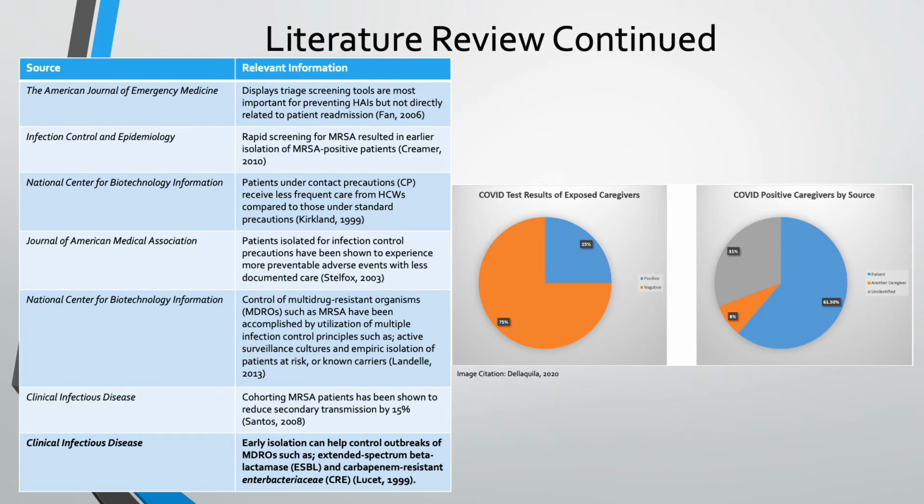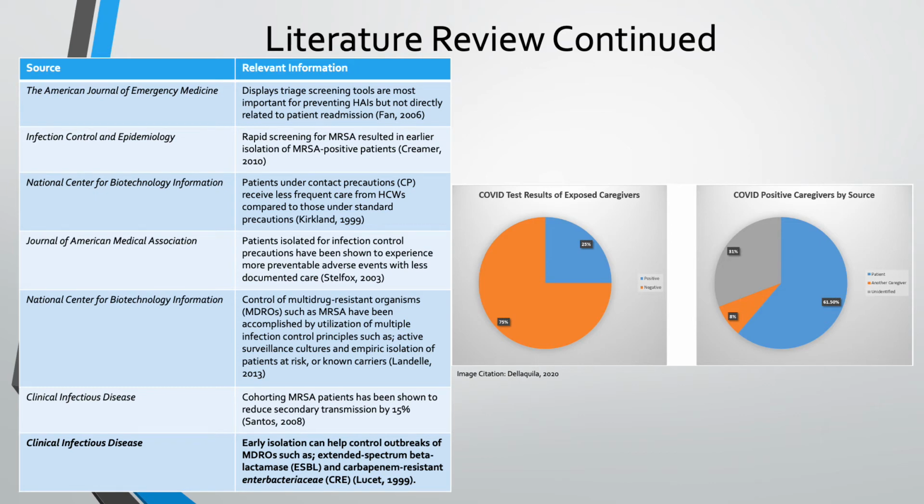So you can see the literature review is continued here on the left. The only one that I really want to point out here is on the bottom, which is that early isolation can help control outbreaks of MDROs such as extended spectrum beta lactamases and carbapenem-resistant Enterobacteriaceae. And then this figure on the right here objectively displays how early isolation and transmission-based precautions could have improved healthcare worker safety if compliance were improved prior to the COVID outbreak.